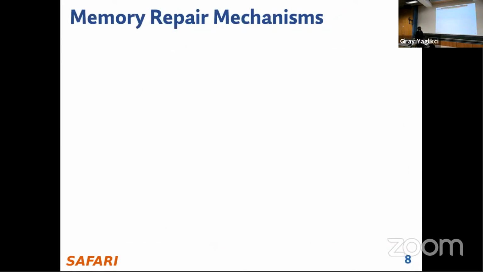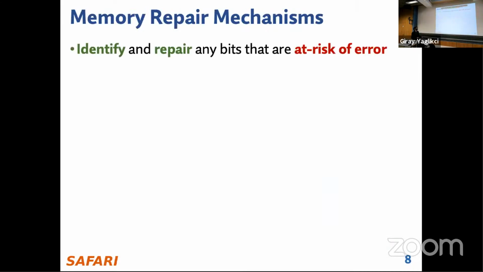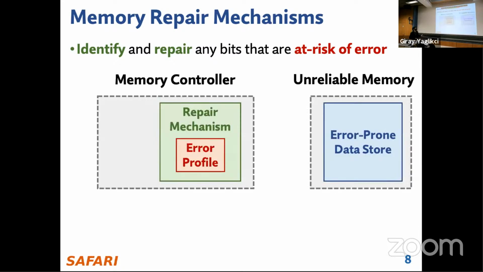Okay. So let's take a closer look at the memory repair mechanisms then. A memory repair mechanism essentially identifies and repairs any bit that is at risk of error. And at risk of error means that it could fail constantly, it could fail sometimes, it exhibits an error at some point. And so here's what a repair mechanism looks like. On the right here, I'm illustrating an unreliable memory. This could be DRAM, it could be something else. But essentially, it has an error-prone data store that is prone to these scaling-related errors.